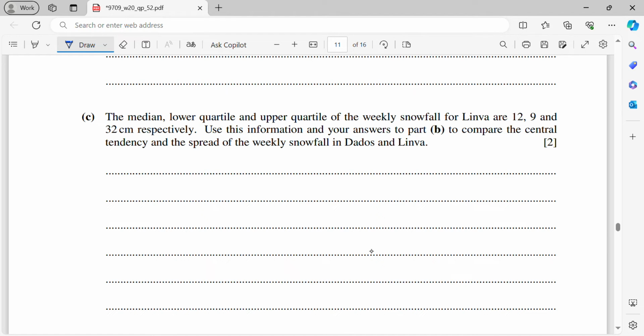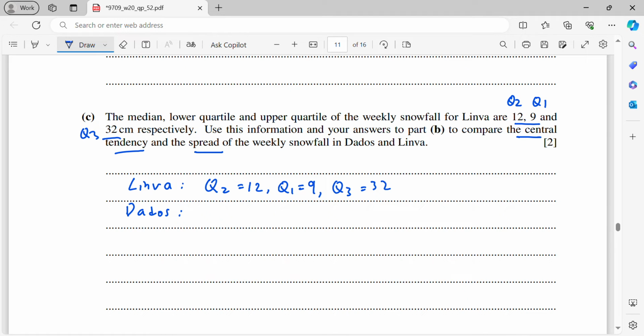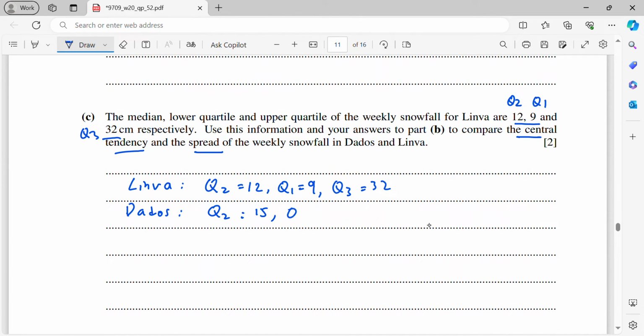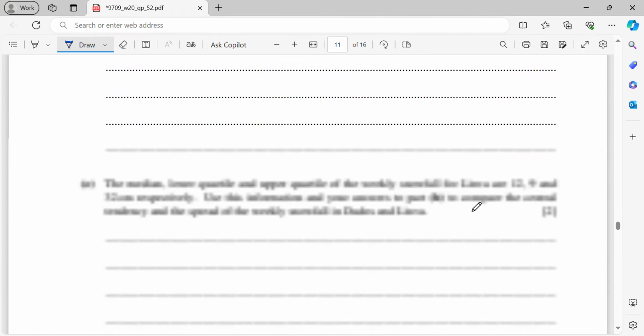Okay, now the median, lower quartile, and upper quartile for weekly snowfall for Linhua are given here. So this is Q2 median, then Q1 and Q3. Use this information and your answers to Part B to compare the central tendency and spread of the weekly snowfall in Dados and Linhua. Okay, so Linhua: Q2 equals 12, Q1 is 9, Q3 is 32. For Dados, I will list down first so that I can see clearly. Q2 median is 15, Q1 I will get 10, and then 28.